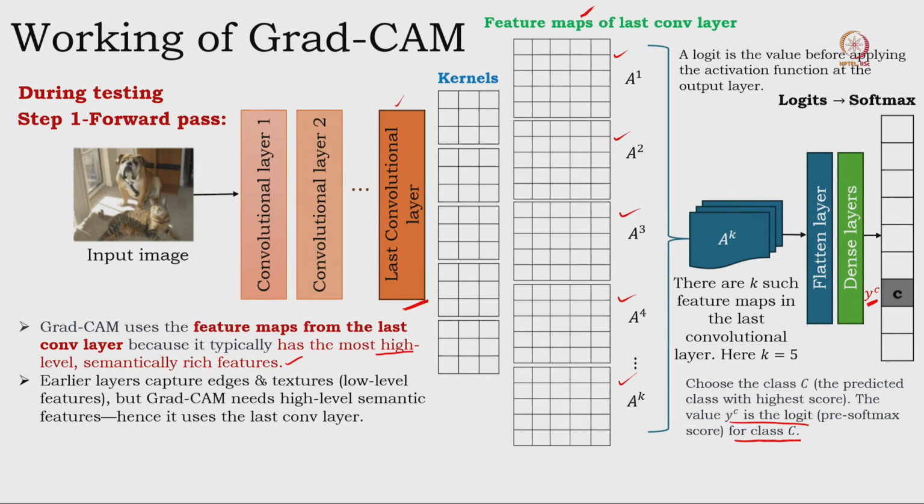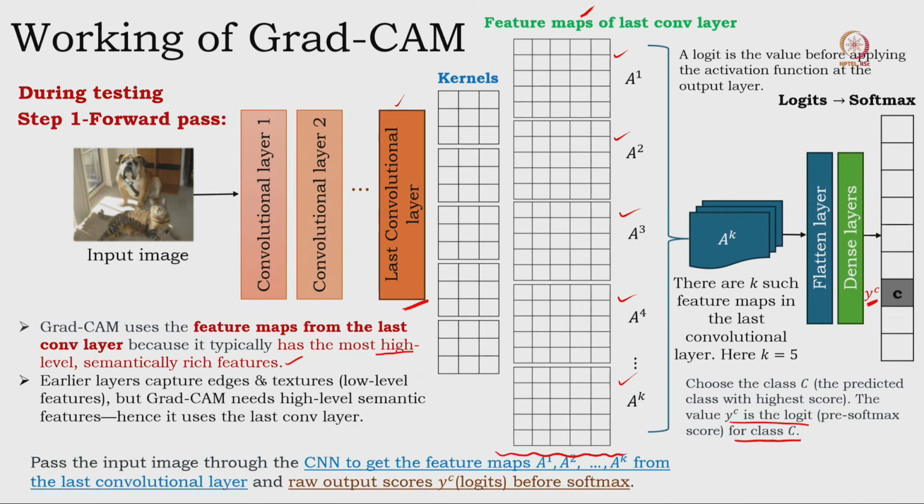What is our aim? Our aim is to identify which features have contributed to the model's prediction. If this is the layer which has the rich features, then obviously we will consider the feature maps of the last convolutional layer only. So, this is the forward pass.